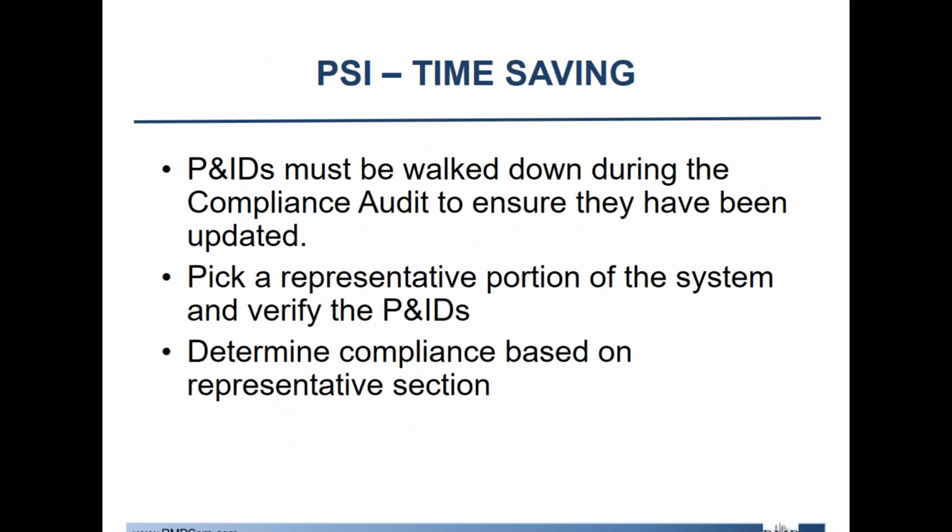So for some time-saving techniques for checking the PSI section, you have to walk down the P&IDs during the compliance audit, but as Alex was saying, you can pick a representative portion of the system and verify that the P&IDs are accurate there, and then you can determine compliance based on that representative section.